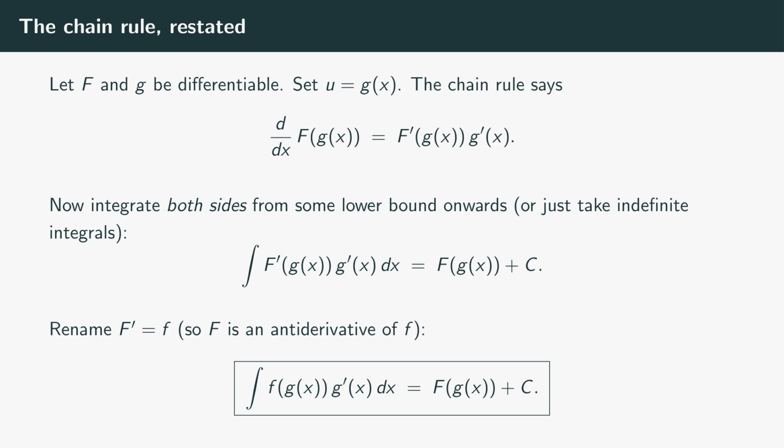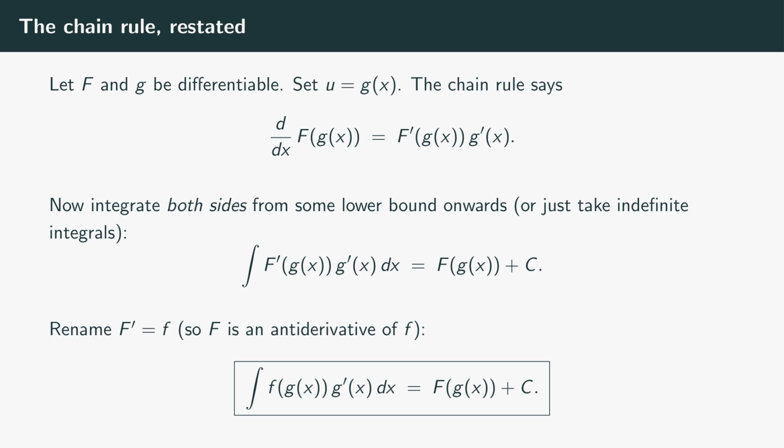Now do something that students rarely do explicitly: integrate both sides. The left side is a derivative, so integrating it just gives back the function. That's the Fundamental Theorem, part 2, doing its job. We get capital F of g of x plus c. The right side becomes the integral of capital F prime of g of x times g prime of x with respect to x. Now rename.